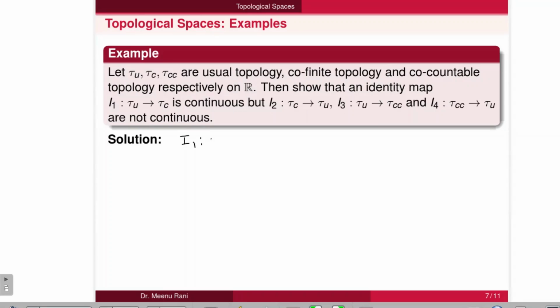I1 is an identity map from the usual topology to the co-finite topology, and we already know that any open set in the co-finite topology is also open in the usual topology. So if we take any open set in the co-finite topology, and if we take the inverse image of it, because of the identity map it is A only, so every open set in the co-finite topology is also open in the usual topology, so it belongs to tau u also. So I1 is a continuous map.